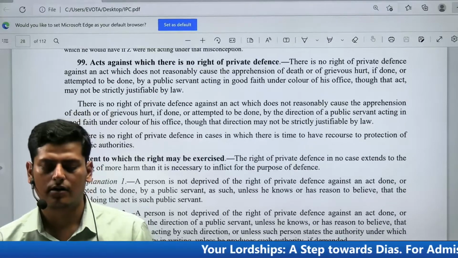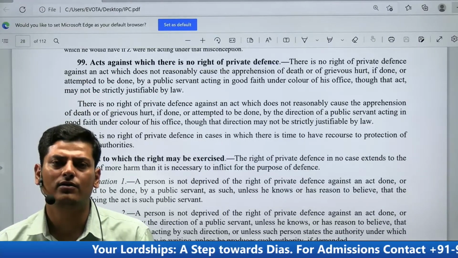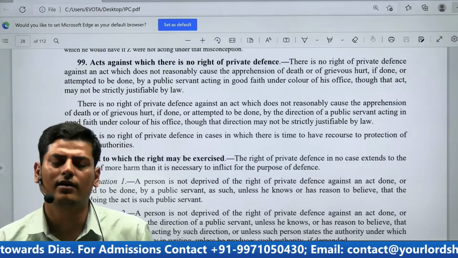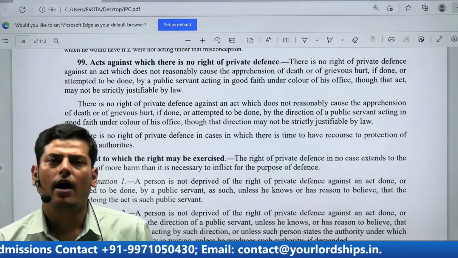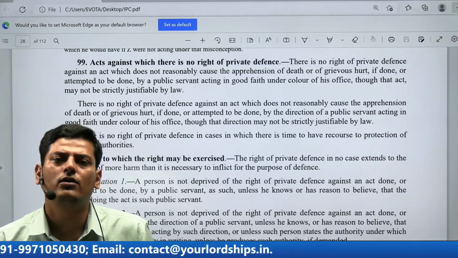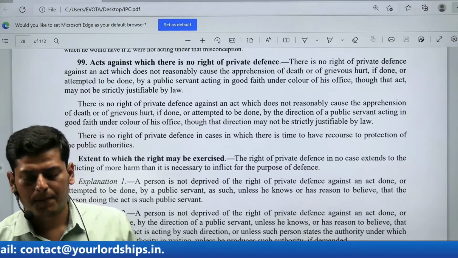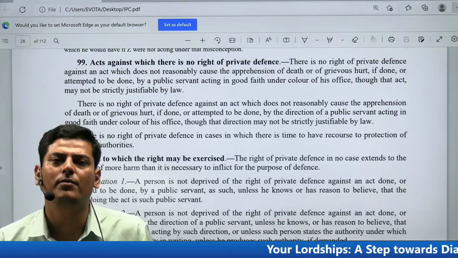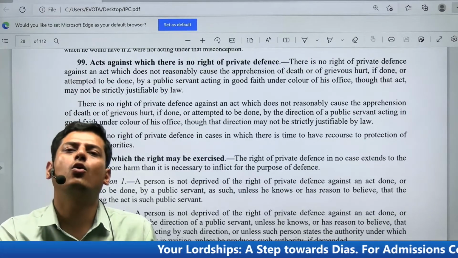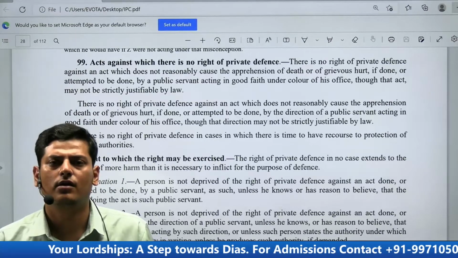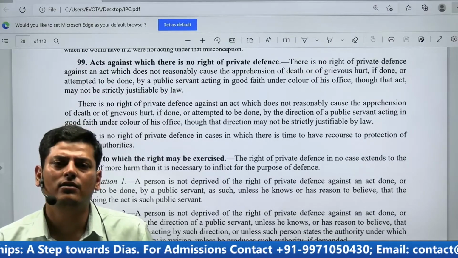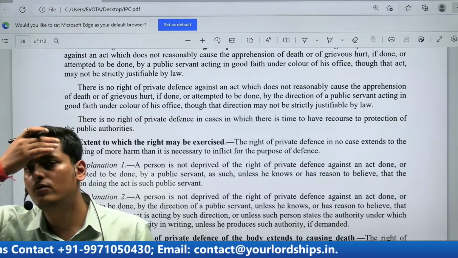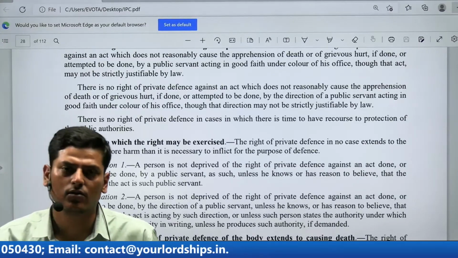Section 98 covers that. Section 99 talks about limitation on the right of private defense. 4 limitations are there. Act done by a public servant in good faith under the color of the office. Even though the act is not strictly justifiable by law, you have no right of private defense. Act done under the direction of a public servant, in good faith, under the color of the office, even though it's not justifiable, you have no right of private defense. You cannot cause more harm than that is required. Is the third limitation. Fourth limitation is basically that you cannot exercise the right of private defense when you have appropriate time to have recourse to the public authorities. Okay, so this is there.